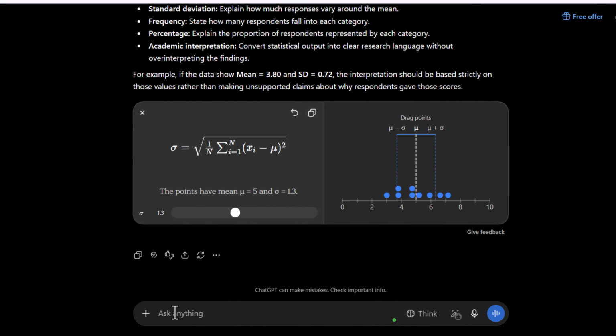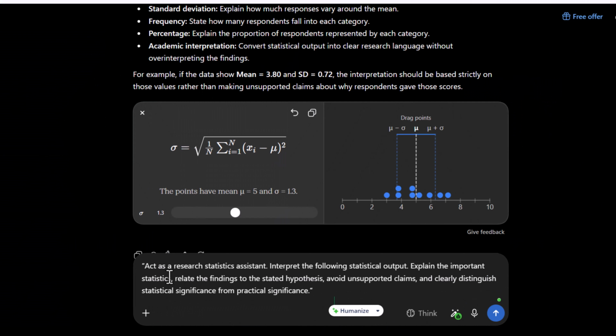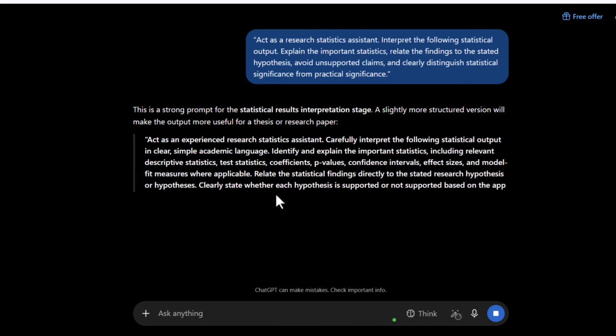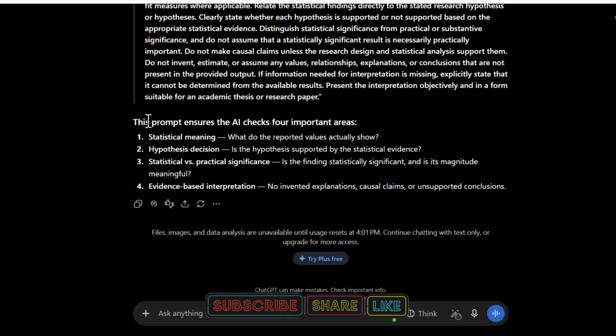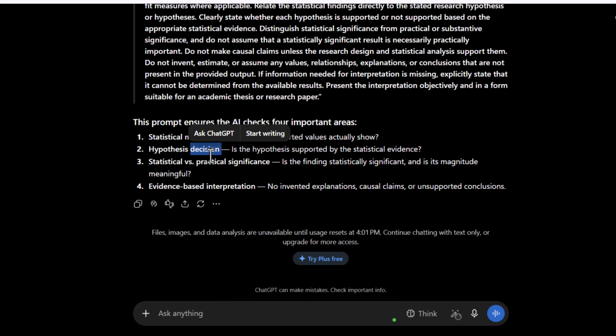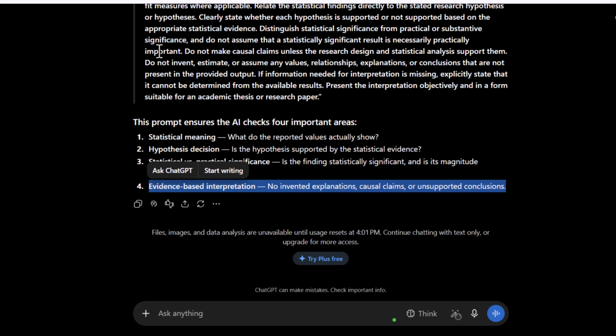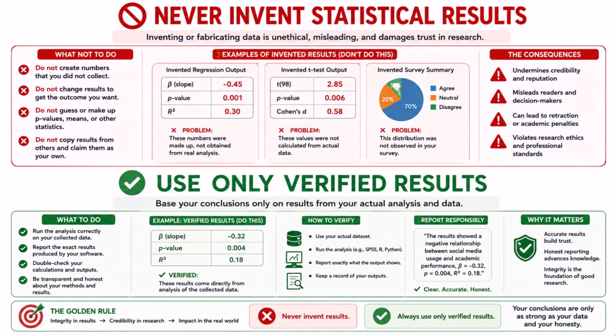Instead of simply asking AI to explain your statistical output, use a more specific research prompt. Act as a research statistics assistant. Interpret the following statistical output. Explain the important statistics, relate the findings to the stated hypothesis, avoid unsupported claims, and clearly distinguish statistical significance from practical significance.